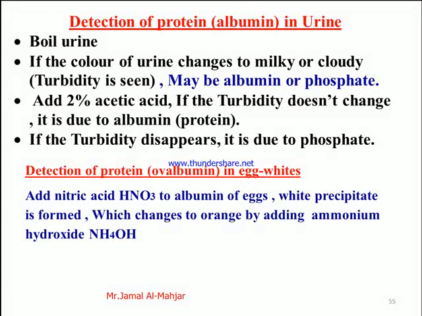By the way, HNO3 and NH4OH can be added to your urine. You will get the same result, white precipitate, then changes to orange by adding NH4OH, and also for the milk, because all of them contain proteins.